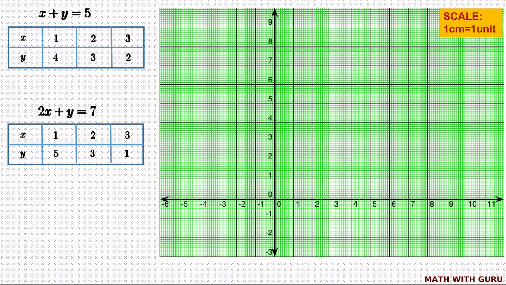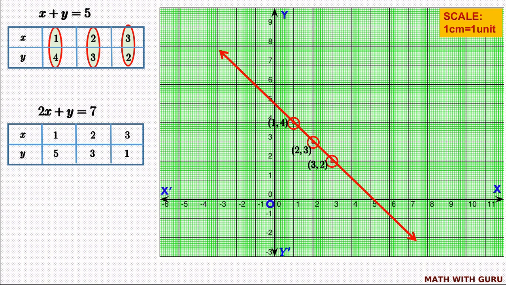Here is the x-axis and y-axis. Let us name the x-axis as X dash, y-axis as Y dash, and the origin is O. We need to mark the point (1, 4). Here it is. This is point (1, 4). Then mark point (2, 3). x coordinate is 2, y coordinate is 3. And then finally mark the point (3, 2). x is 3, y is 2. Here it is. We see that the 3 points are in a straight line. Let us draw a straight line passing through these 3 points. This is the graph of x plus y equals 5.